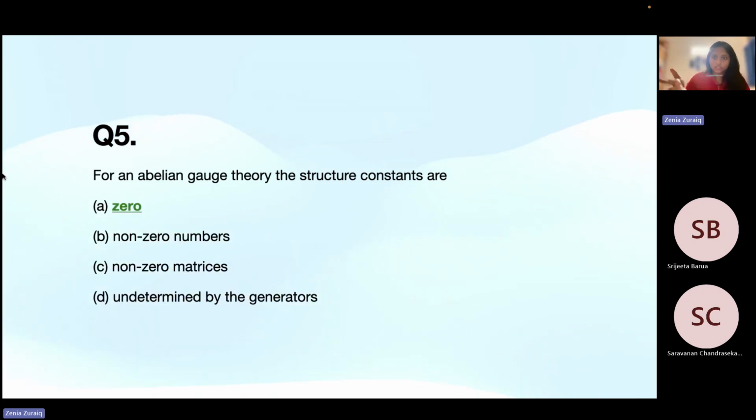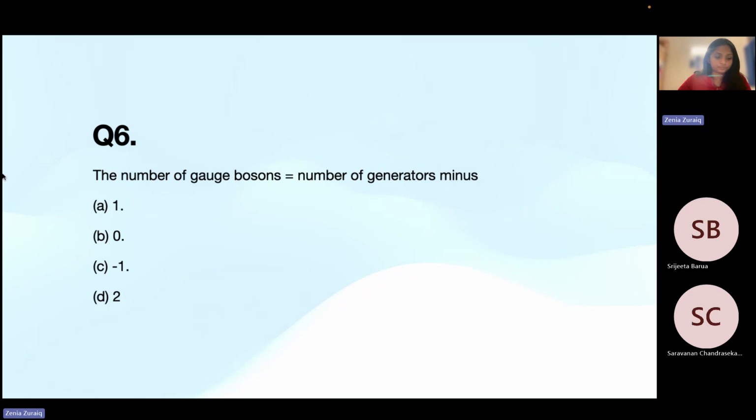In an abelian gauge theory, or an abelian group theory, the generators commute with each other, and you can see this in the cases we saw. For example, SO(2) is where the matrices commuted with each other, and in those cases the generators also commuted with each other, and we got a zero as the structure constant. If this is not the case, then the structure constant will be non-zero. Next question.